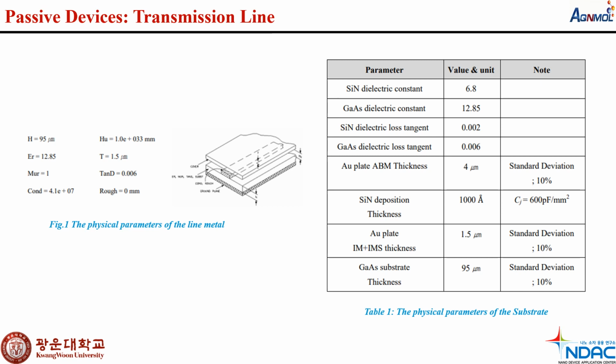So, for the parameters, we can see here the silicon nitride dielectric constant, gallium arsenide dielectric constant, silicon nitride dielectric loss, gallium arsenide dielectric loss, and gold plate thickness, silicon nitride deposition thickness, gold plate thickness, and gallium arsenide substrate thickness. So, in these parameters, we need to remember the values and units, what is the exact value for each parameter, and the standard deviation as well. So the microstrip line is useful for interconnecting the components in microwave circuits.